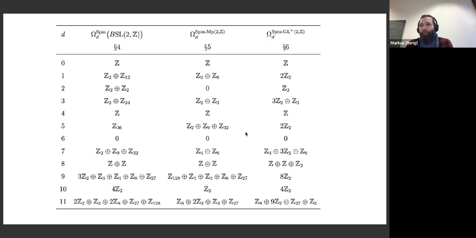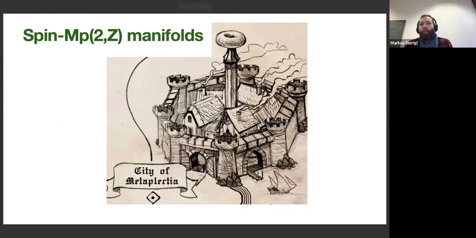Okay, so this is the math in just 2 slides. I basically gave you the result, and now let's try to interpret what is really going on. So in the first part, let's focus on the spin Mp(2,Z). That's the city of Metaplektia in our map. You already can see that there's a torus here. So maybe there's a connection of type 2B and F-theory, and that turns out precisely to be correct.